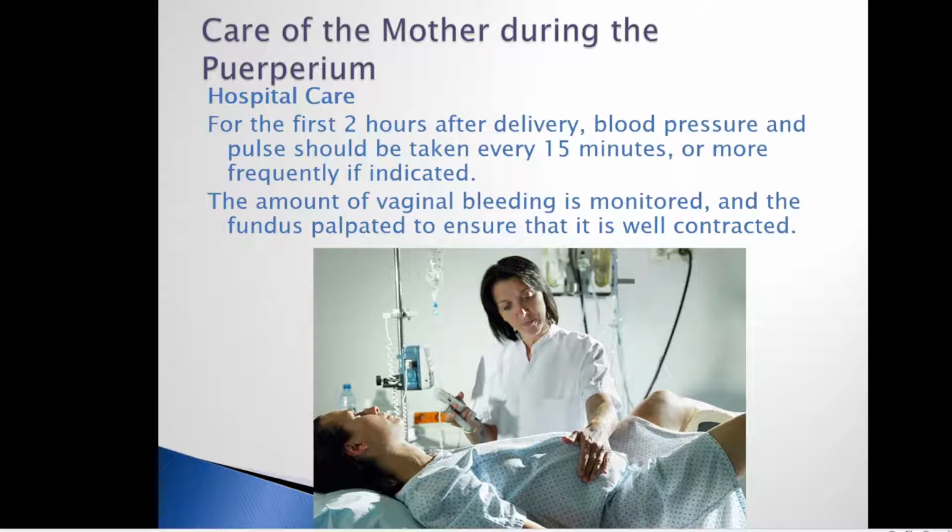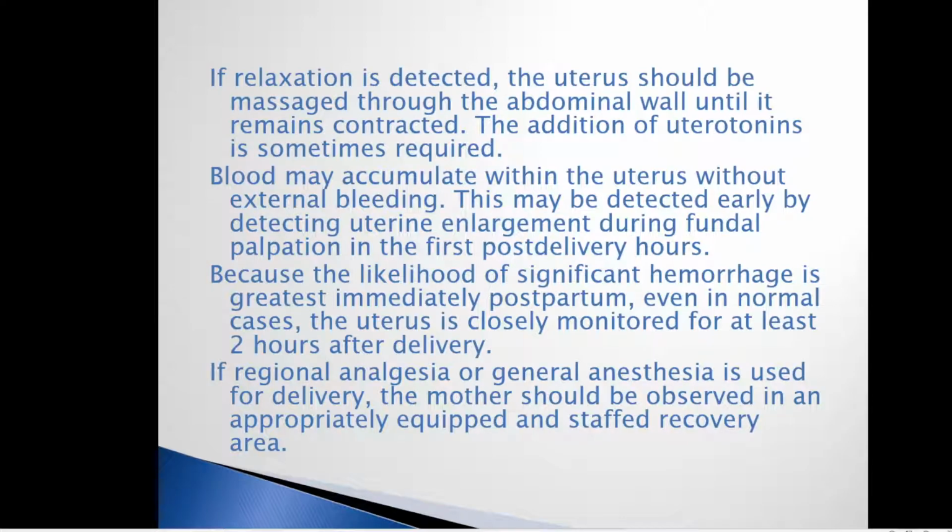Hospital care. For the first 2 hours after delivery, blood pressure and pulse should be taken every 15 minutes or more frequently if indicated. The amount of vaginal bleeding is monitored and the fundus palpated to ensure that it is well contracted. I repeat again, 2 centimeters per day, not less. If relaxation is detected, the uterus should be massaged through the abdominal wall until it remains contracted. The addition of uterotonics is sometimes required.